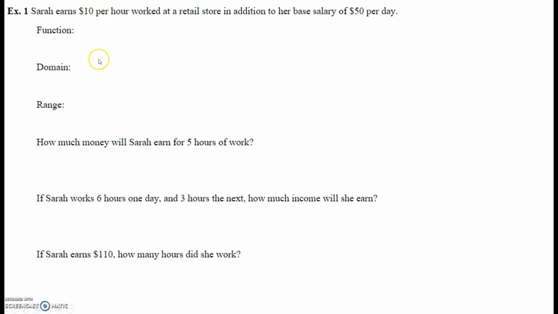So our first example, Sarah earns $10 per hour worked at a retail store in addition to her base salary of $50 per day. So first we're going to write the function, and we know that she makes $10 per hour plus this $50. So we're going to have f of x, that's our function notation, equals the $10 per hour plus the $50 that she gets each day.